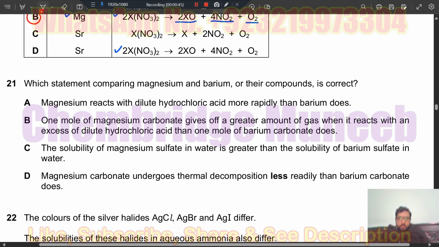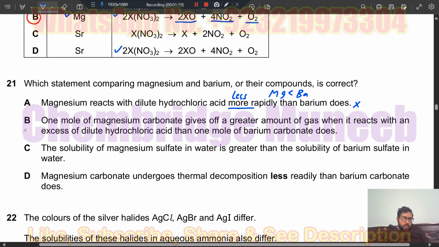Okay, so here the first statement says that magnesium should react with hydrochloric acid more rapidly. So no, according to the literature, as we go down the group, the reactivity of the group 2 metals increases. So it should not be more rapid, instead it should be less rapid, because magnesium should show reactivity less than barium. So this statement becomes incorrect.